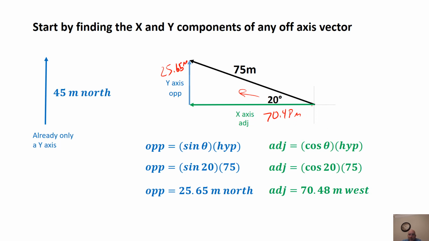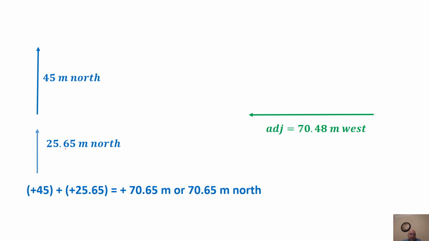And so when you look at this, there's going to be one vector that's going to be 70.48 meters to the west, but then you're going to have two vectors that are going to add up because they're in the same direction in the y-axis, and that's the next step we're going to do. So we take the 45 and the 25.65. We're going to call north positive. They're the same way, so you can call them both north positive, or just realize they're going to keep that north symbol. But plus 45 plus 25.65 gives you plus 70.65. And that plus stood for north. And so now we have 70.65 meters north.